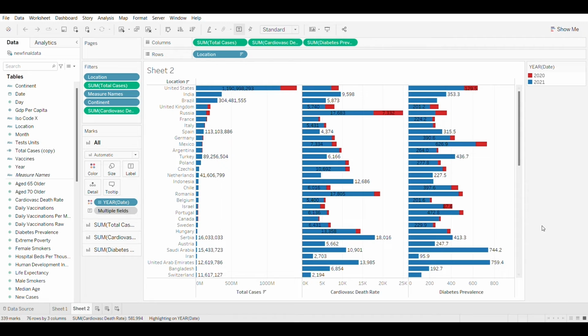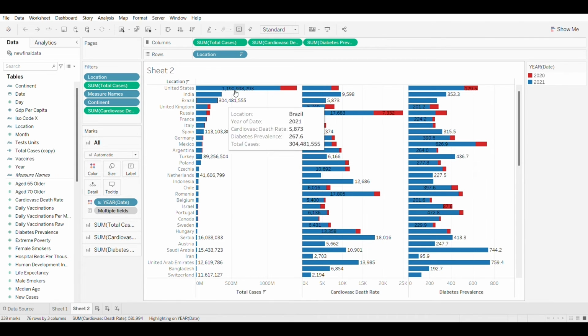And in the second worksheet, I show the visualization of total cases and cardiovascular deaths and diabetic prevalence in 2 different years. You can see the 2 different years here, 2020 and 2021. The blue color indicates 2021 and red color indicates 2022. From the visualization, it seems most of the cases and deaths are in 2021 and then in 2020. Even though COVID started in 2019, it spread the most in 2021.